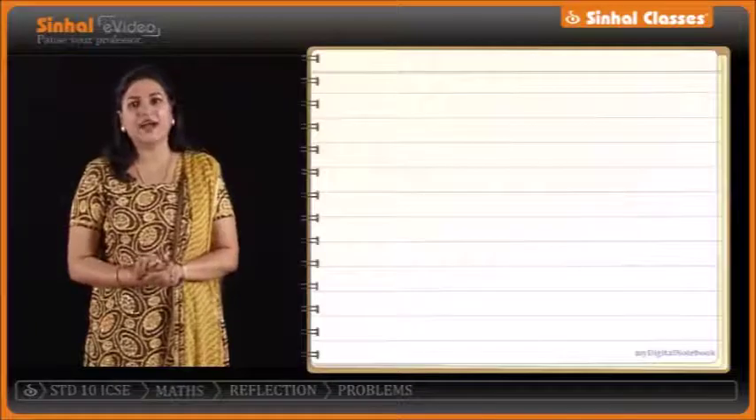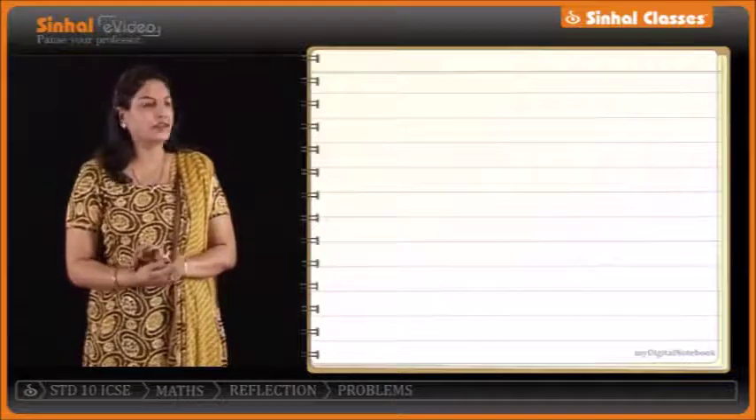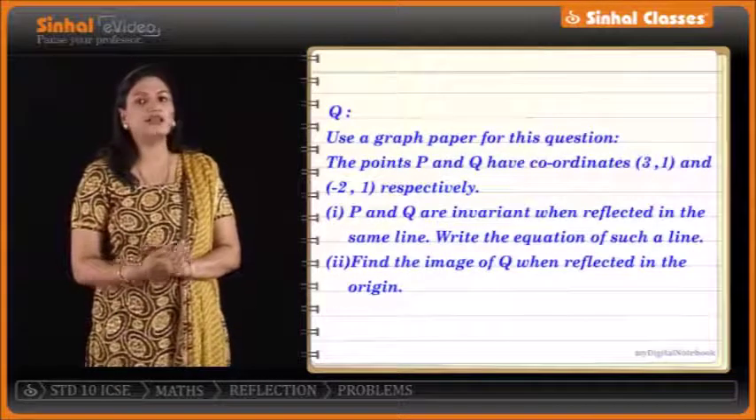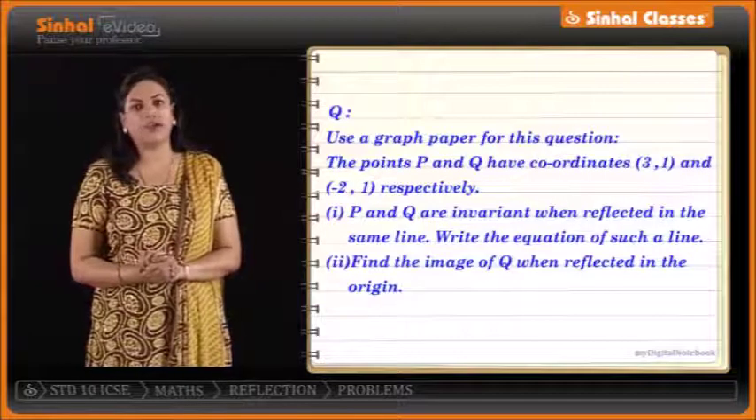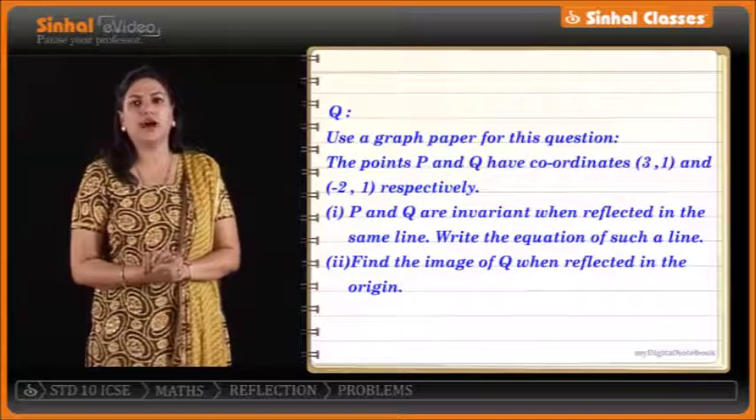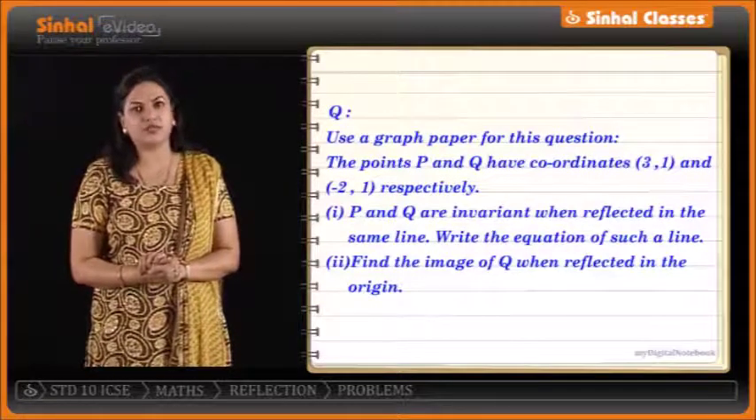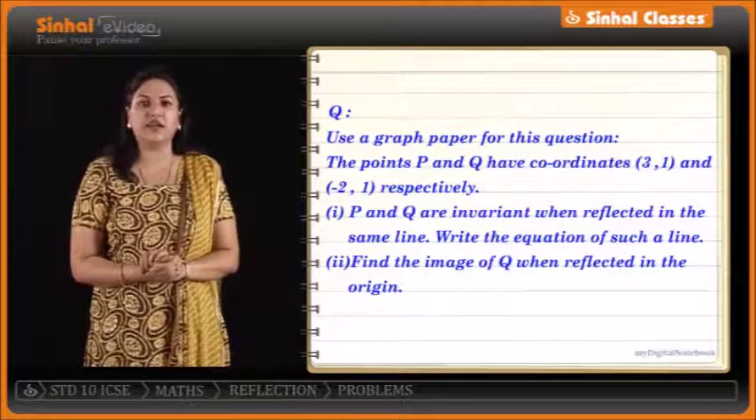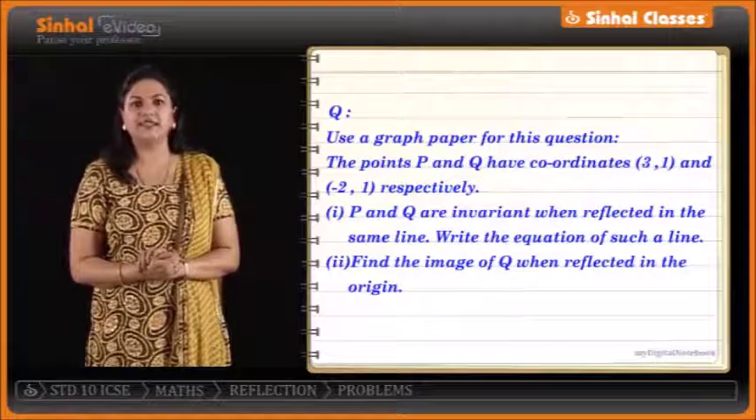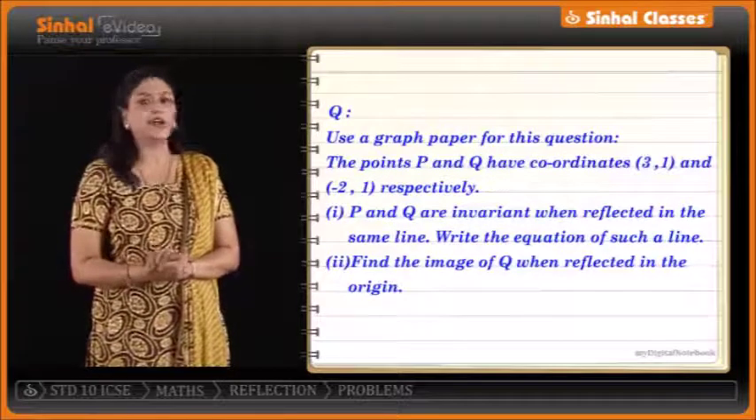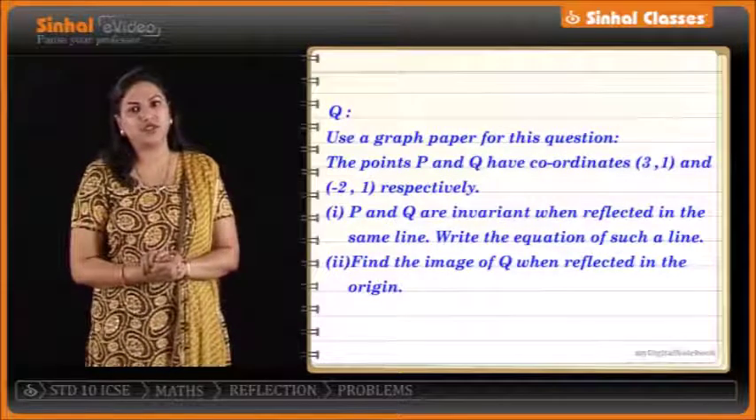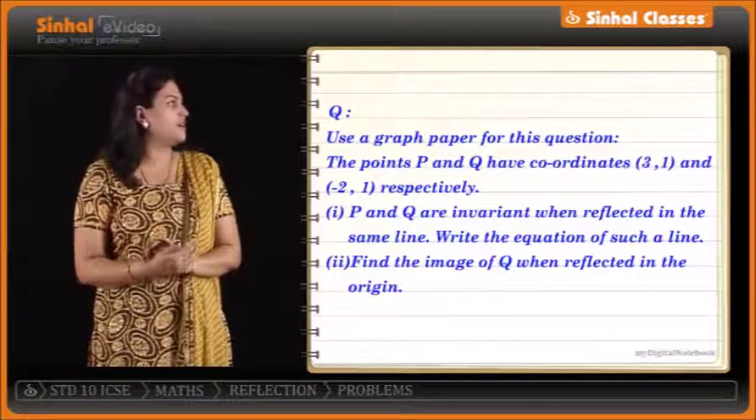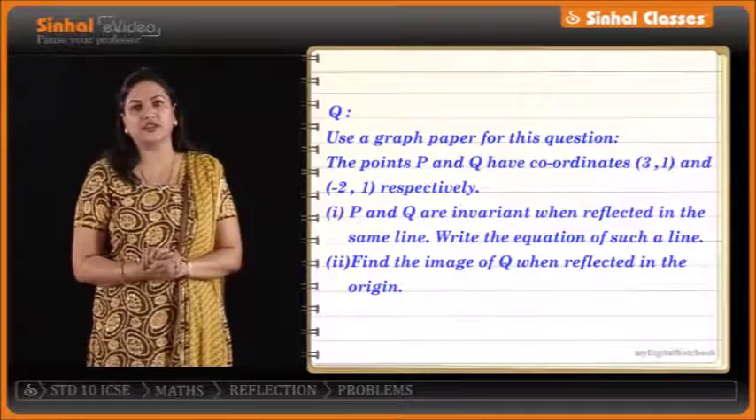Now let's look at the next problem. Use a graph paper for this question. The points P and Q have coordinates 3, 1 and minus 2, 1 respectively. P and Q are invariant when reflected in the same line. Write down the equation of such a line. Also, find the image of Q when reflected in the origin.